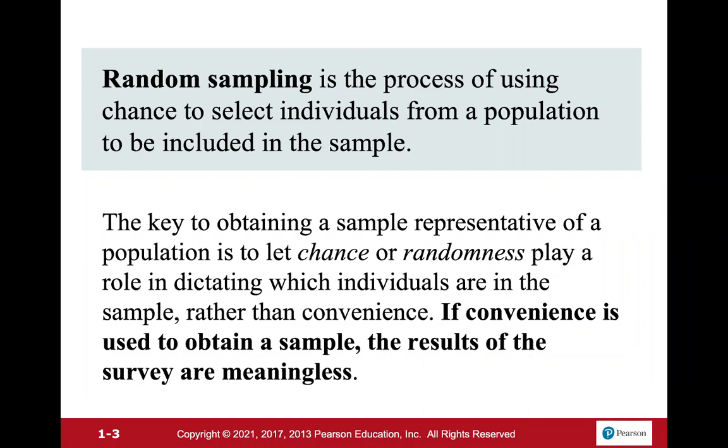The key to obtaining a sample representative of a population is to let chance or randomness play the role in dictating whether the individuals are in the sample, rather than convenience. If convenience is used to obtain a sample, the results of the survey are meaningless. Convenience is not a justification for our random sample.